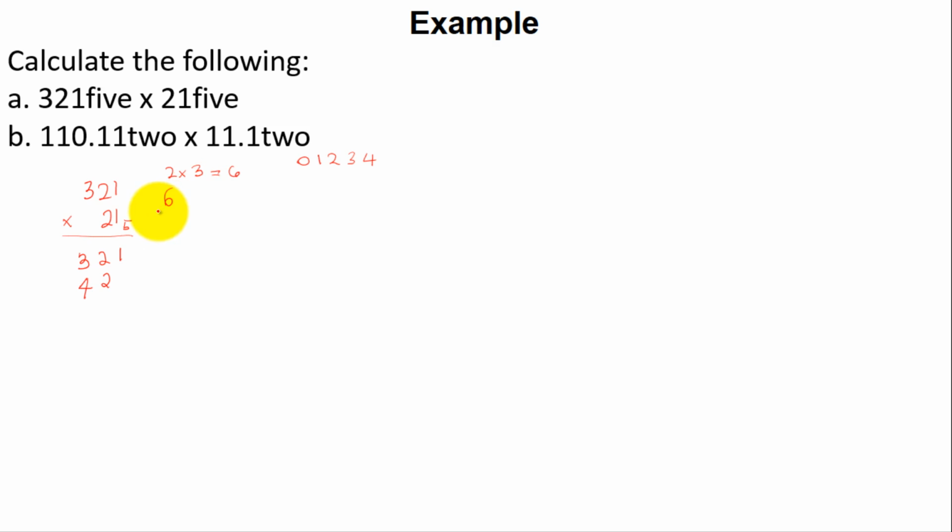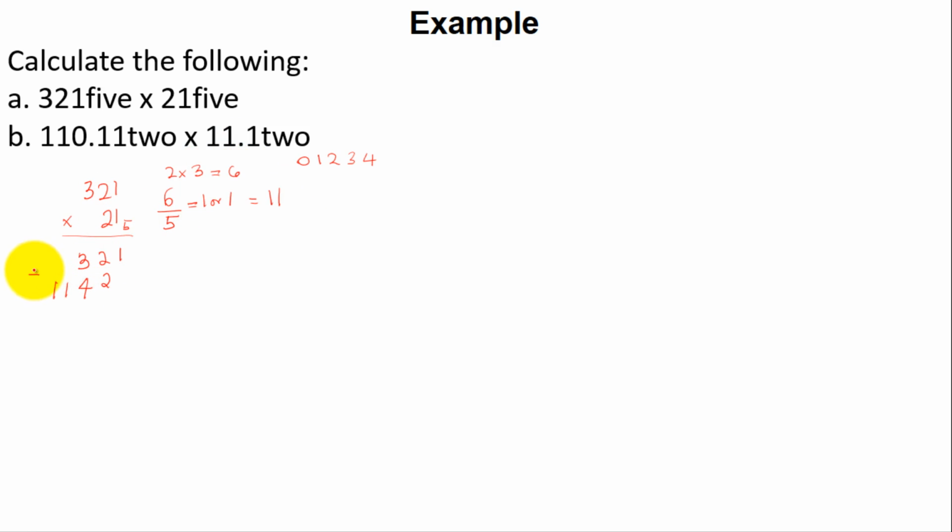Therefore, here I have 6, say 6 divided by 5. How many 5 will you see in 6? You remember that it's 1. Remainder 1. Therefore, the answer here should be 1, 1. Therefore, 2 times 3 in base 5 will give you 1, 1. Automatically, I'm going to have 1, 1 here.